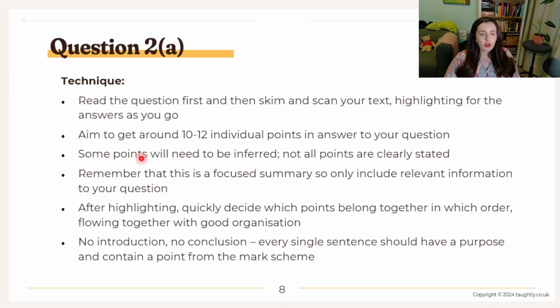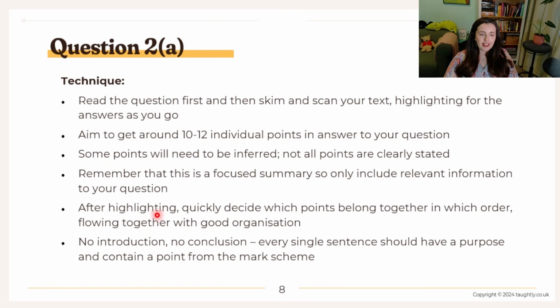Do note that not all points are going to be clearly, explicitly stated, but might need to be inferred, might be suggested, and you might need to do a little bit of work to figure them out. Do remember that this is a focus summary, so we are only including information that is relevant to our question. Anything else will be classed as extra, excess information, and you would start to lose marks if you included it.